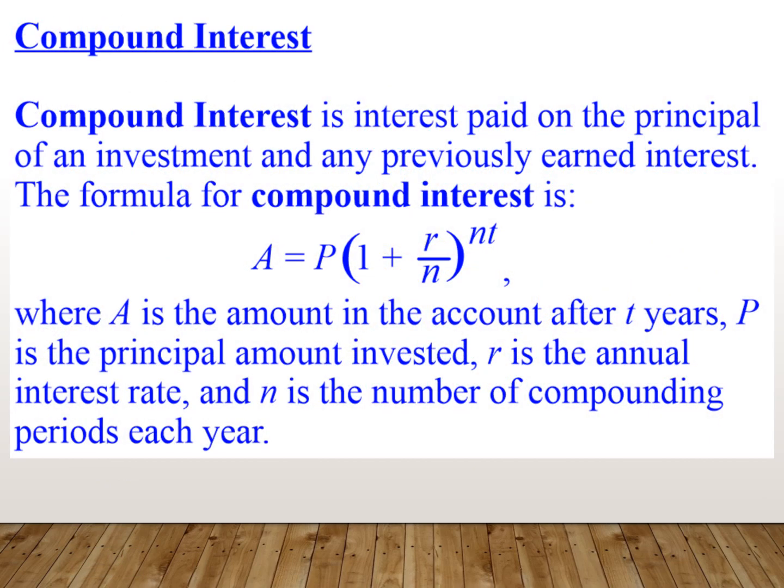For the next question I will be showing you, we need to know what compound interest is. Compound interest is paid on the principal of an investment and any previously earned interest. The formula for compound interest is A = P(1 + r/n)^(nt), where A is the amount in the account and t is the years. P is the principal amount invested, r is the annual interest rate, and n is the number of compounding periods each year.